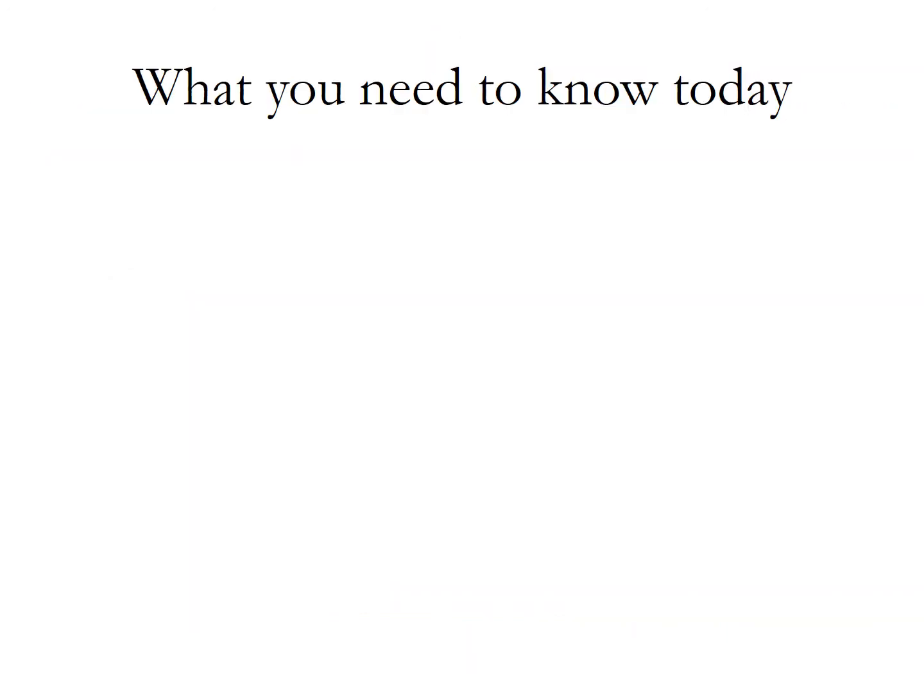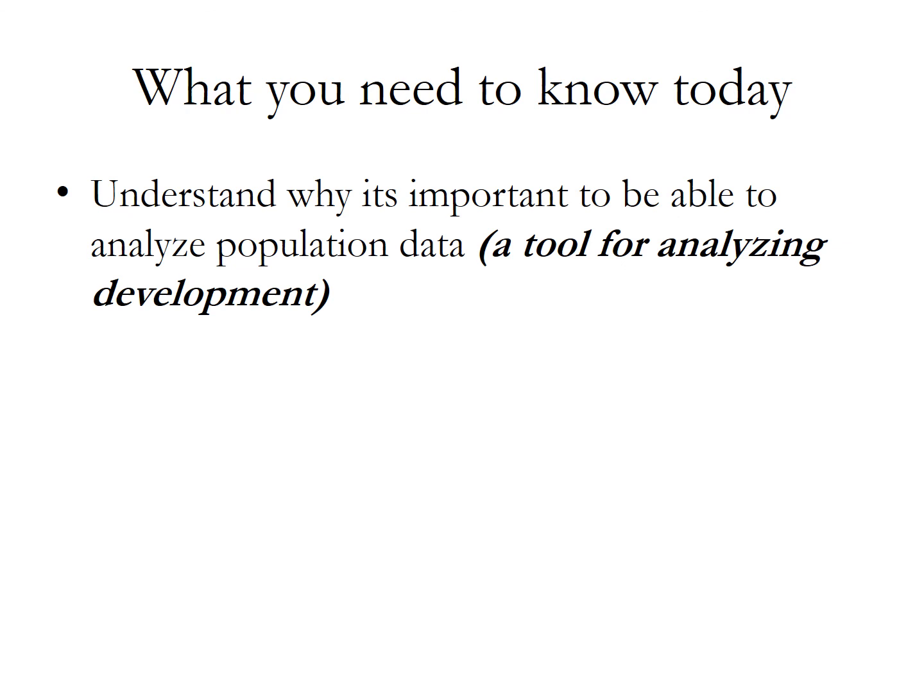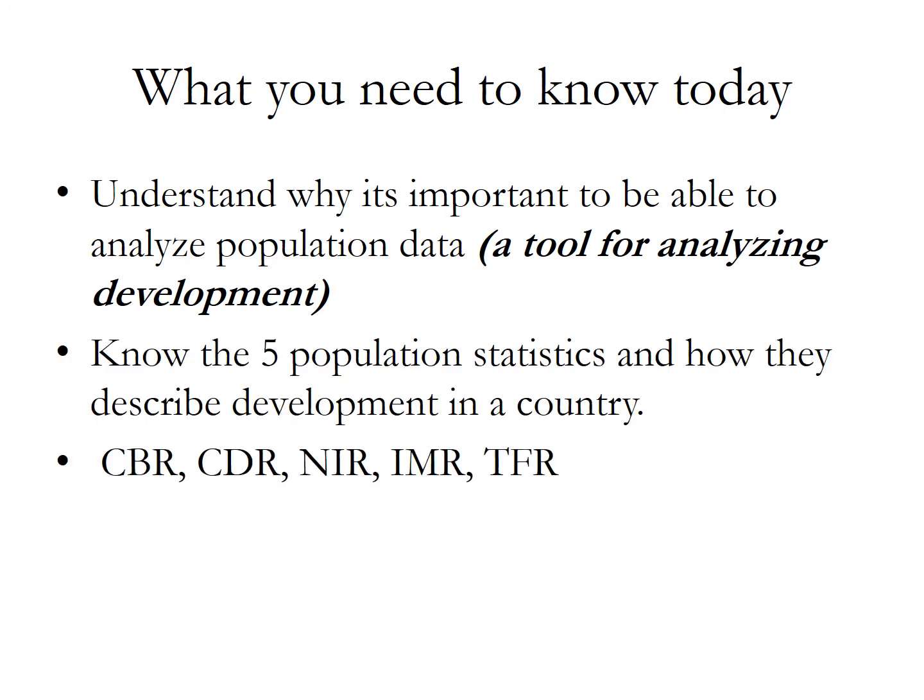All right, so what you need to know today. You have to understand why it's important to be able to analyze population data. It's a tool for analyzing development, right? Not only do you have to understand what your 5 indicators of population statistics are, but how to manipulate those 5 indicators to understand what a country is going through. So know your CBR, know your CDR, NIR, IMR, and TFR. Understand what each one of these will help predict, and have an understanding of where we see these trends in the world, that the lower instances of these things are in the developed world and the higher instances of these indicators are in the developing world.